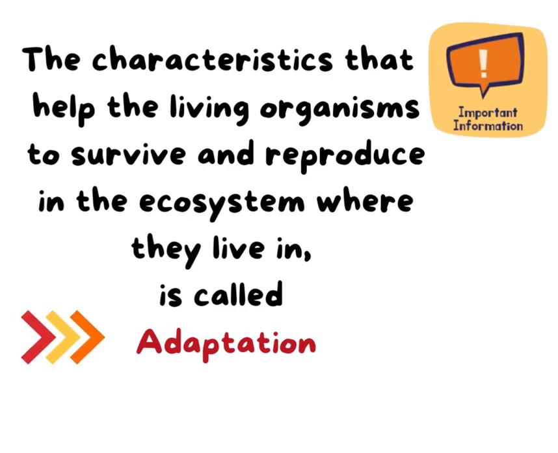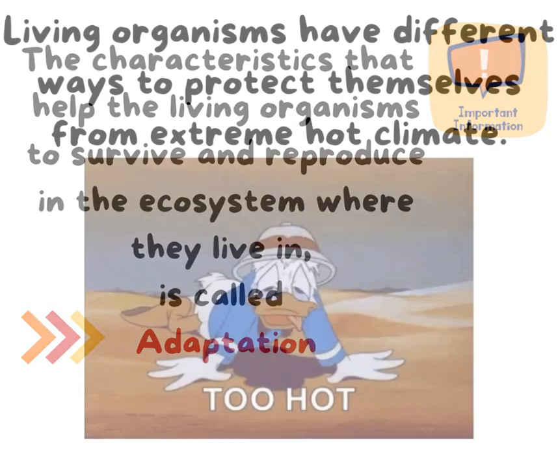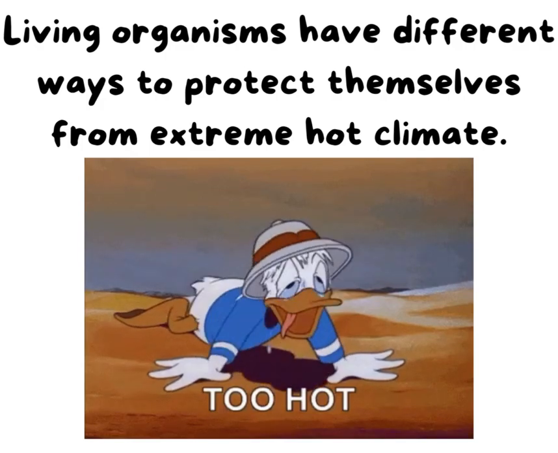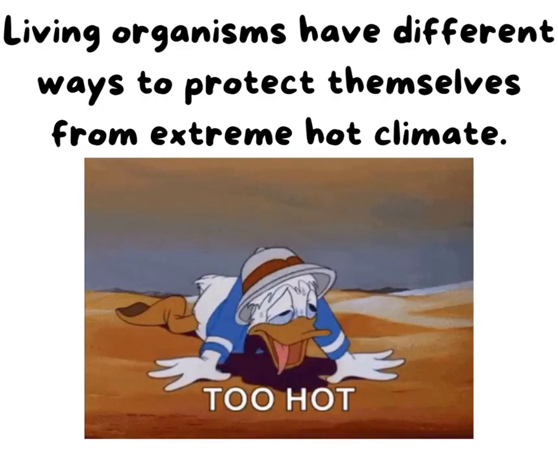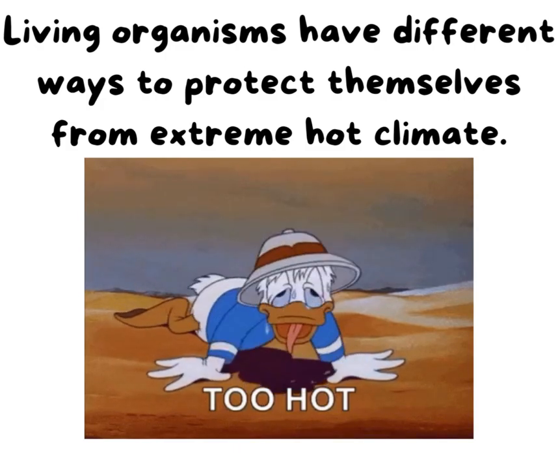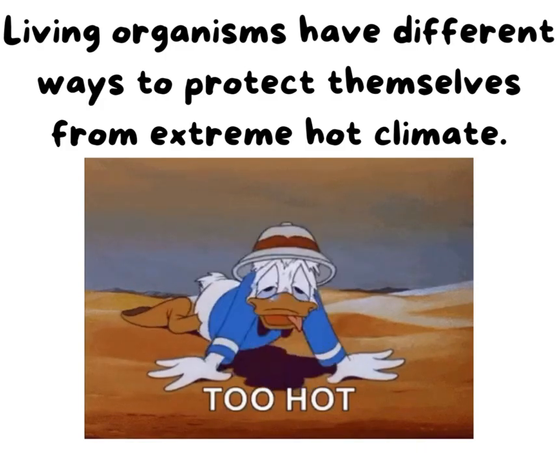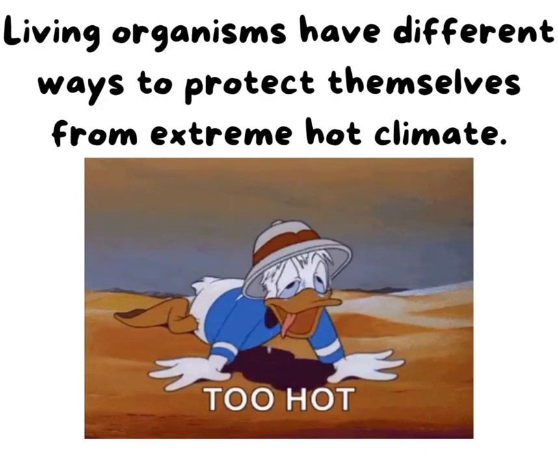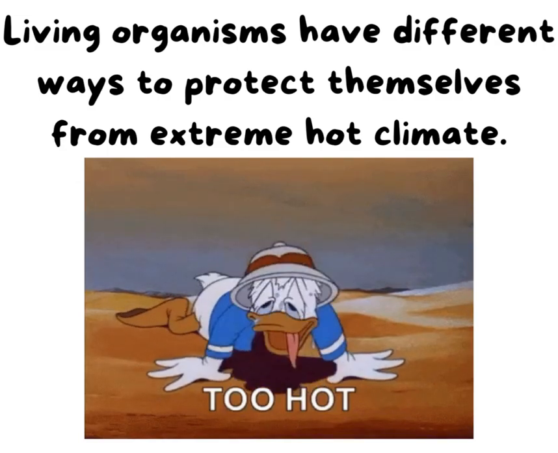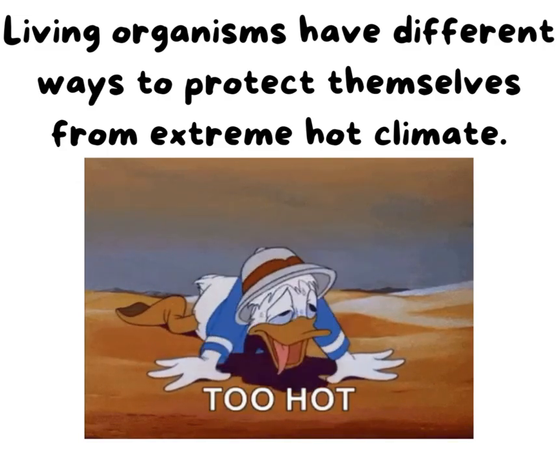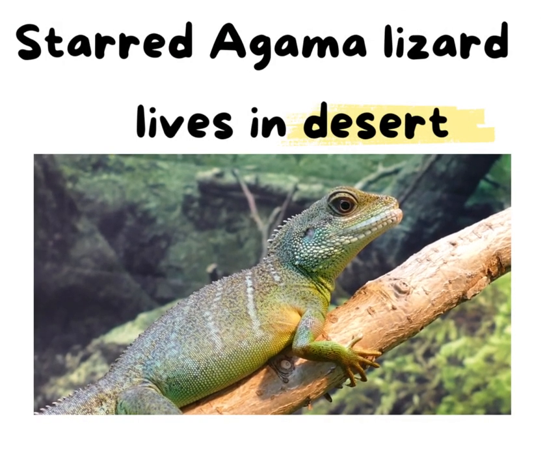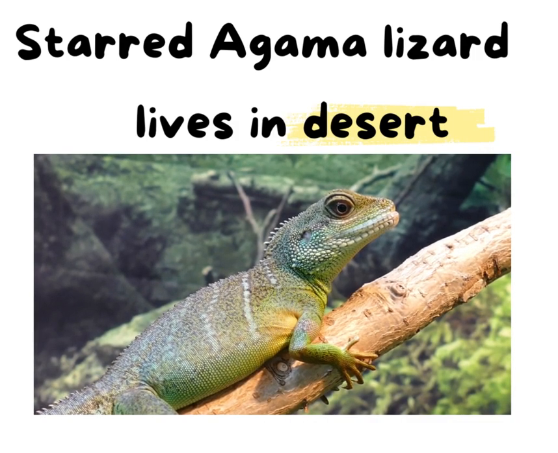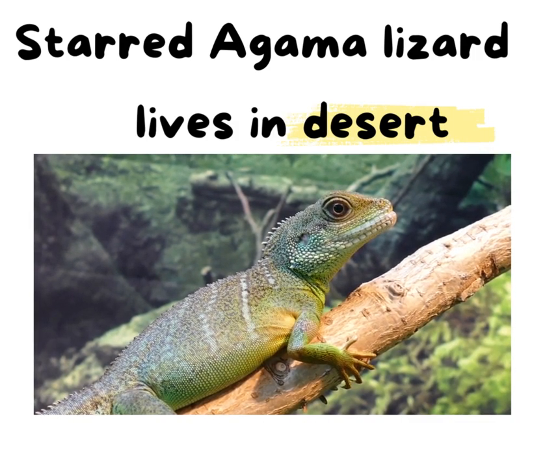So we will now take examples about adaptation of some organisms in different conditions, like in a very hot climate, as living organisms have different ways to protect themselves from extreme heat. Next time we will see how some animals protect themselves from extreme cold. Now we have 3 examples, one for animals, one for plants, and the last one for humans. First, the animal example is the starred agama lizard.